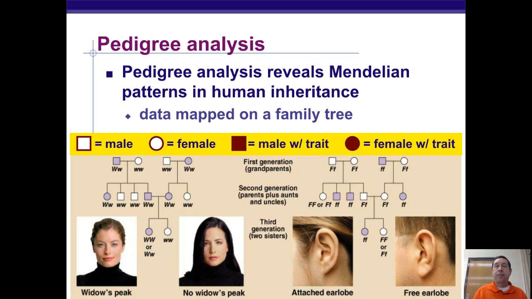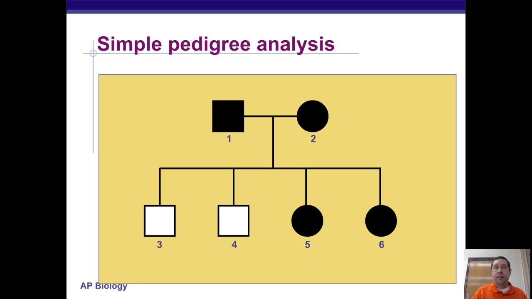So to get around that problem, we use a technique called pedigree analysis. And pedigree analysis has shown Mendelian inheritance patterns in human inheritance as well. Things like traits like having a widow's peak or not, attached and free earlobes. We can basically make a data map on a family tree by adding the genotypes and looking at phenotypes with the family tree. So here's an example.